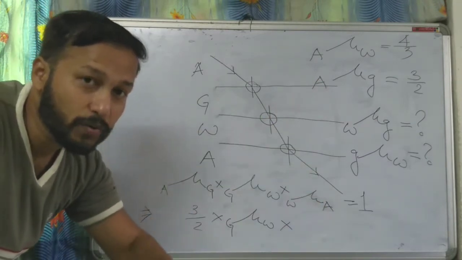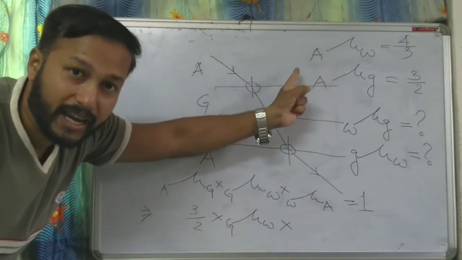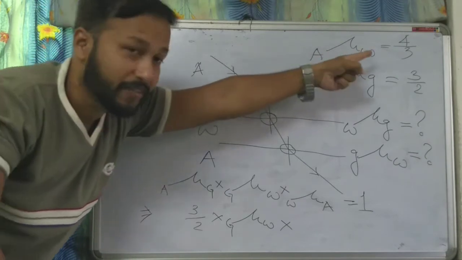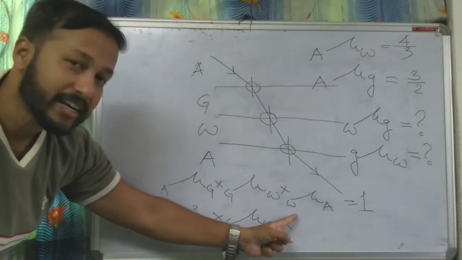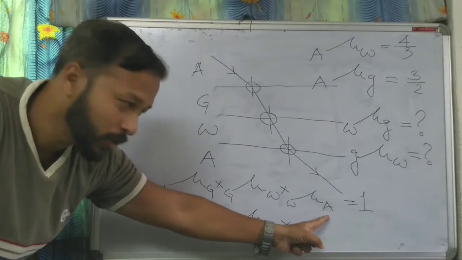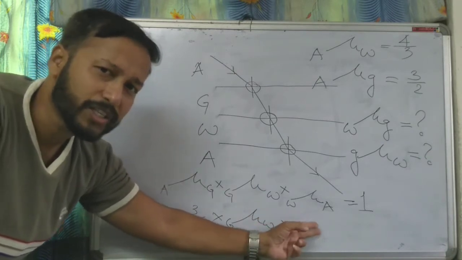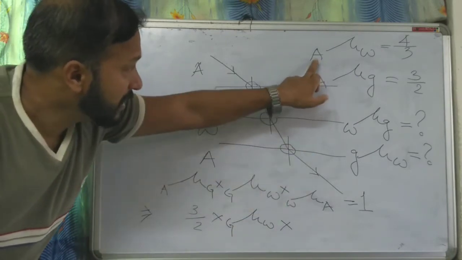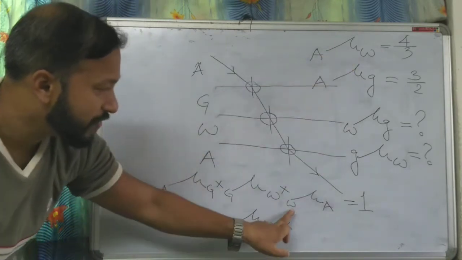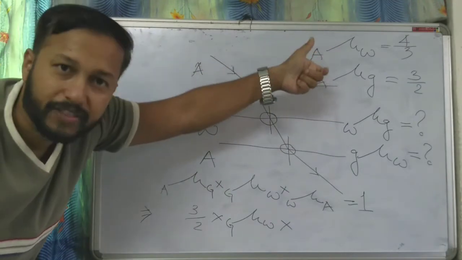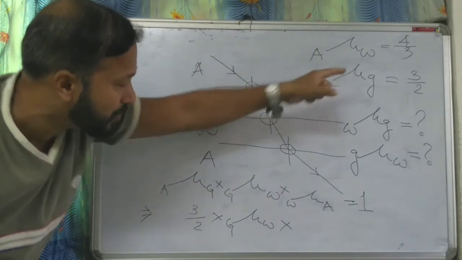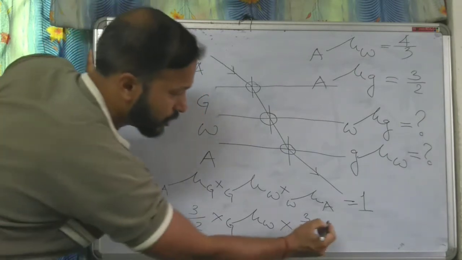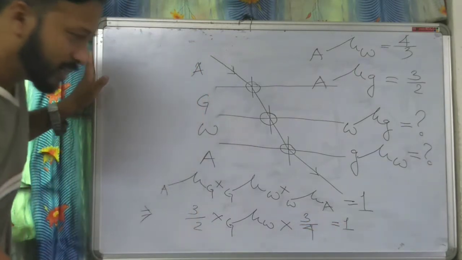The refractive index of water is given with respect to air. See this, refractive index of water with respect to air, it's given 4/3. But here it is refractive index of air with respect to water. This value is not given. So what we'll do? This is A mu W, but this is W mu A. So just opposite of that. So that is 4/3, so we'll write here 3/4. Fine. Equal to 1. Understood?